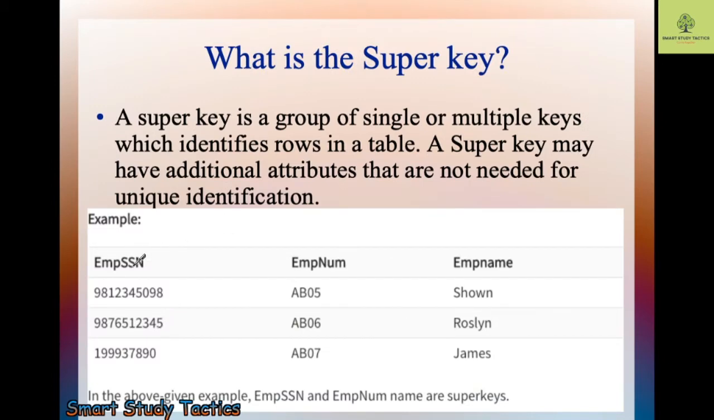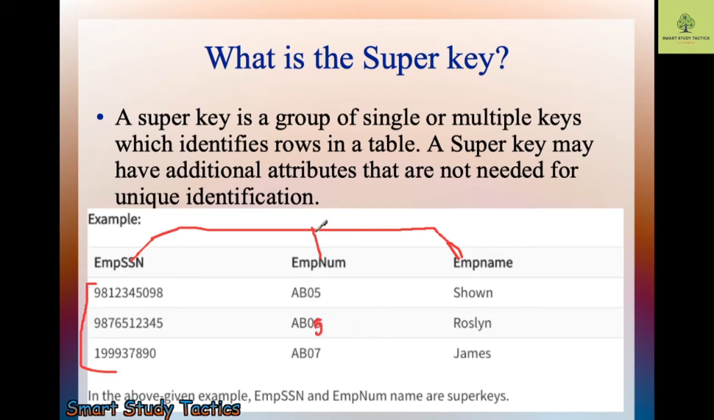What is the super key? All the keys, here you can see all the names, all of these together are a super key. They are all combining as a super key, uniquely identifying the columns: EMP SSN, EMP num, EMP name. The super key is a group of single or multiple keys which identify rows in a table. A super key may have additional attributes that are not needed to uniquely identify a row. So there is no unique value; it can be repeated, it can be 1, 0, 5 or something else.